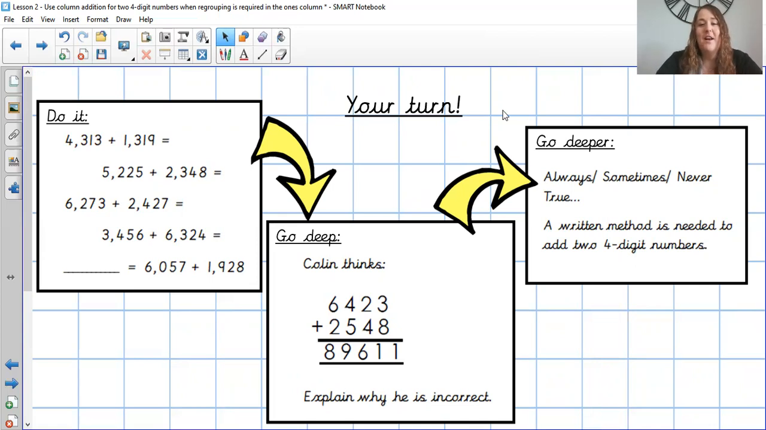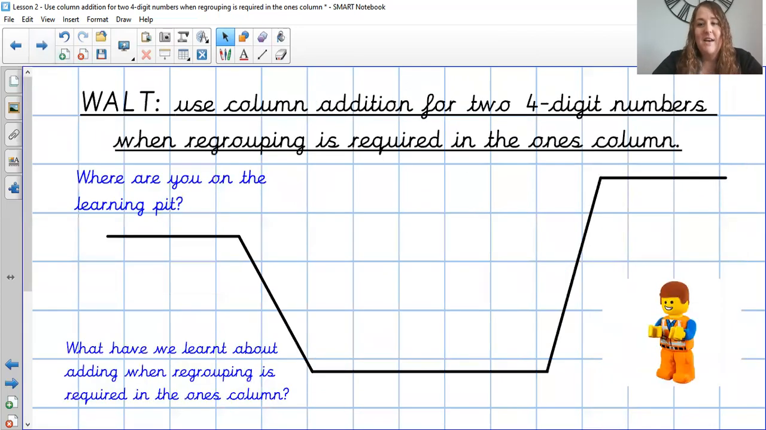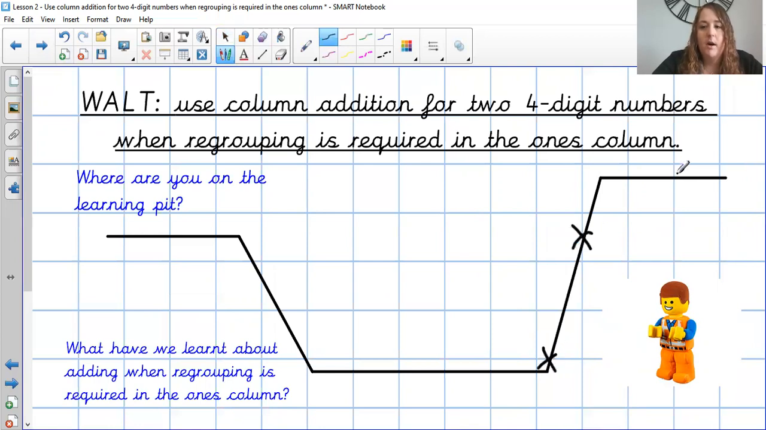Okay, I hope that you've had a really good go at that today and that you haven't found them too tricky. Just have a think about where you are on the learning pit for today then. Have you been able to use that column addition for 2 4-digit numbers, and have you successfully been able to regroup just in the ones column? If you could rate yourselves and pop yourself somewhere on the learning pit, wherever you feel you are today, and pop it on your work before you send it to us. If it's your favorite piece today, that would be brilliant.